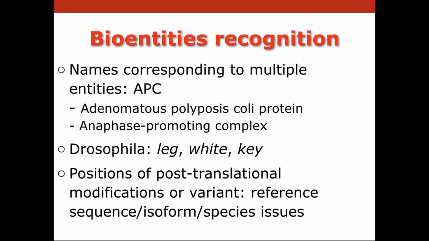You're looking in the literature for that gene, and you find a lot of papers that talk about white, but it's very difficult to find the papers that talk about the gene white. And I mentioned in the previous slide the sequence isoform and species issues, but this is something that curators spend a long time trying to sort out when annotating a paper.